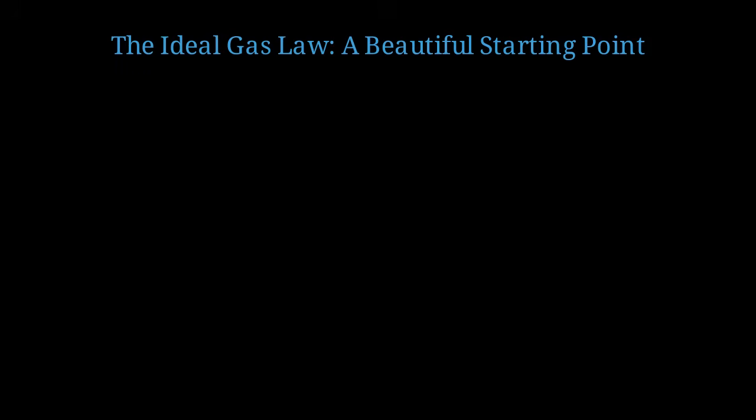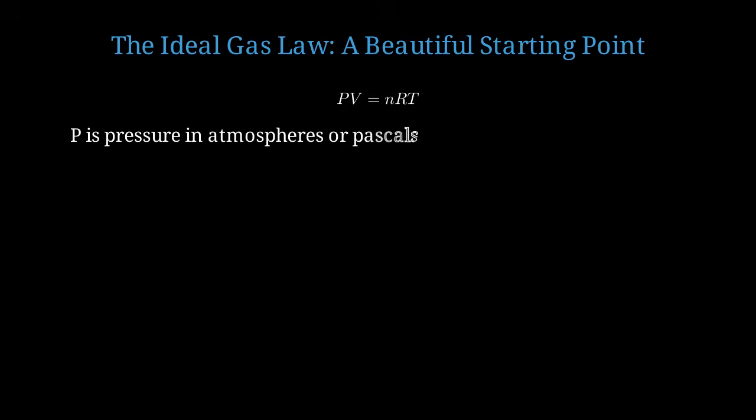This equation was developed in the 1800s, and it seemed to work wonderfully for many gases under normal conditions. PV equals nRT. Pressure times volume equals the number of moles times the gas constant times temperature. This elegant equation relates the four key properties of any gas. P is the pressure, which measures how hard the gas pushes on the walls of its container. V is the volume, the space the gas occupies.